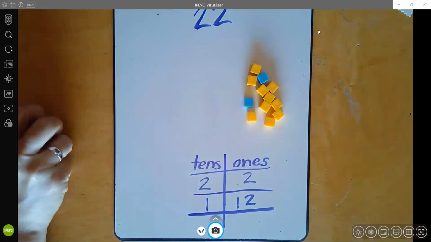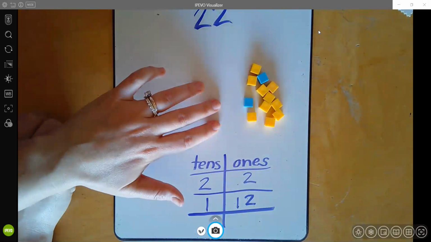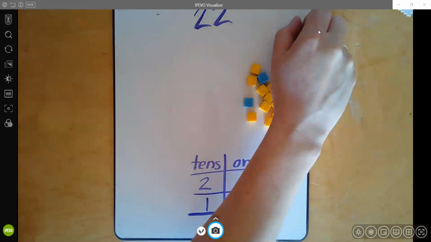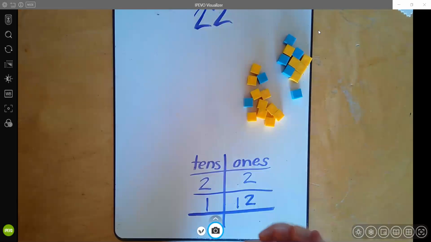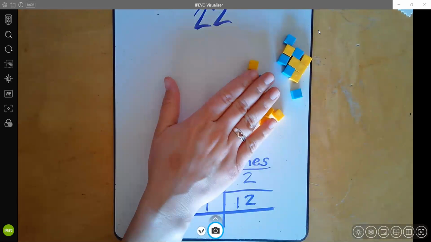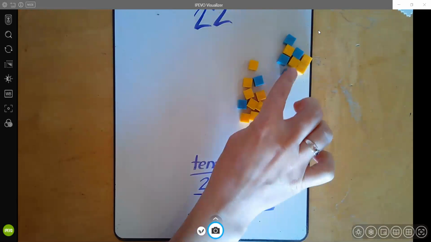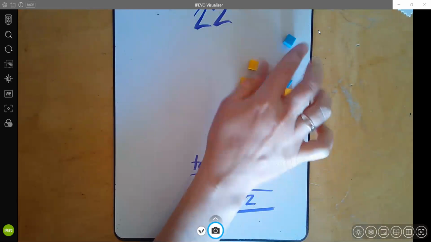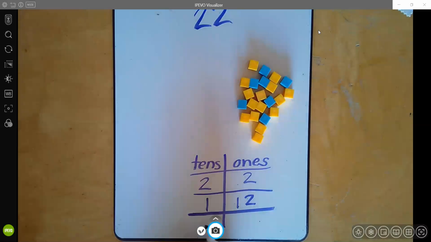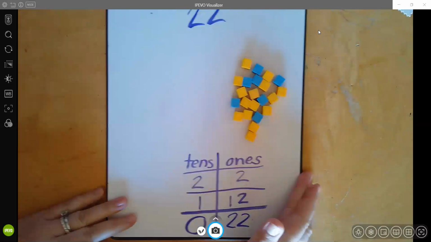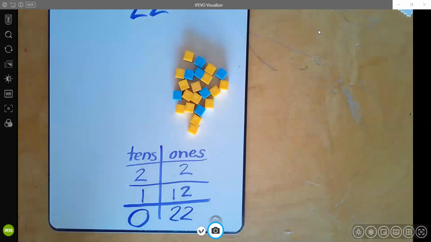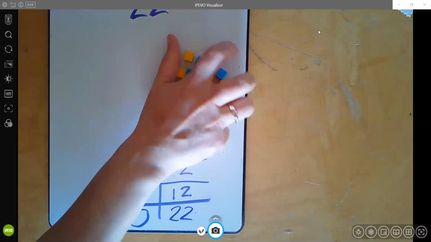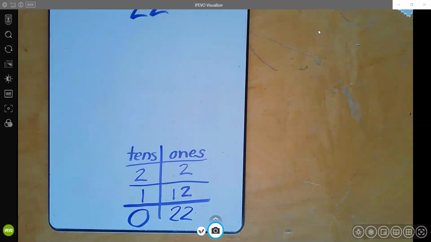I'm going to take these guys. Now remember, there was 12 here. I'm adding 10 more. So let's count on 12, 13, 14, 15, 16, 17, 18, 19, 20, 21, 22. So now there are 0 tens and there are 22 ones. Let me move this over so you can see that because there's something covering it. So 0 tens and 22 ones. So that was a big concept that we learned how to do in this unit.